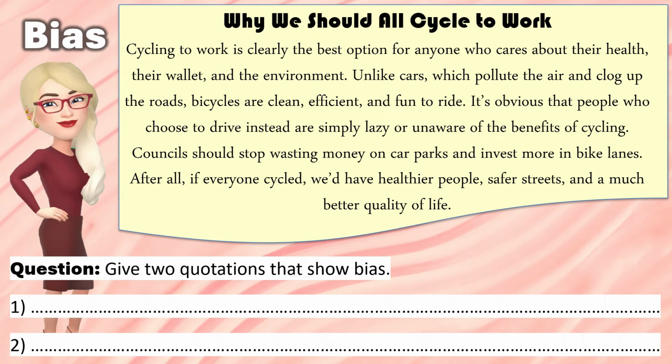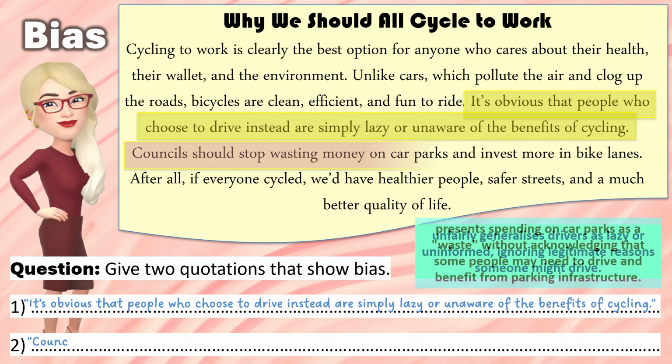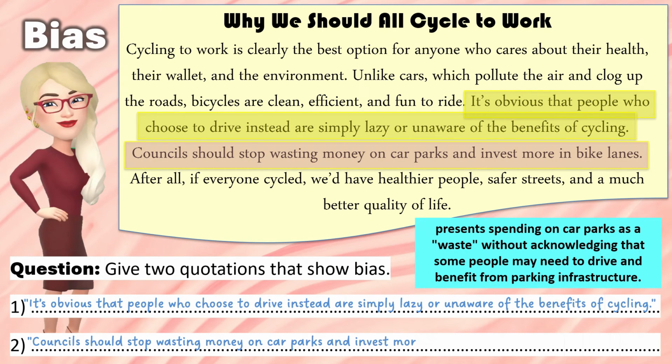So my first one is, it's obvious that people who choose to drive instead are simply lazy or unaware of the benefits of cycling. This is biased because it unfairly generalises drivers as lazy or uninformed, ignoring legitimate reasons someone might drive. And for my second one, councils should stop wasting money on car parks and invest more in bikes. And this is biased because it presents spending on car parks as a waste without acknowledging that some people may need to drive and benefit from parking infrastructure.